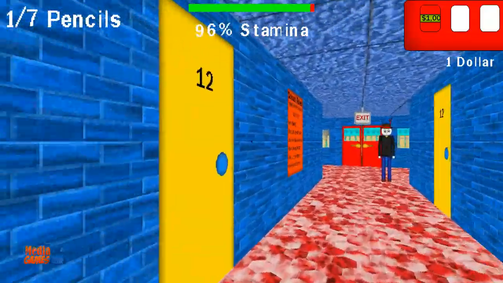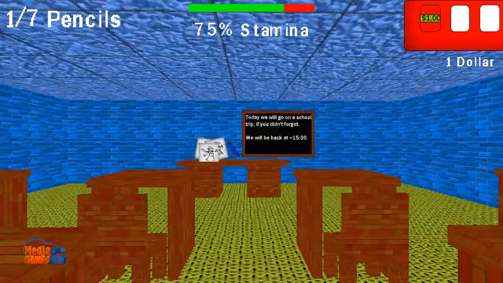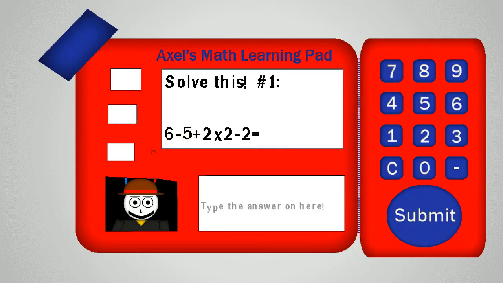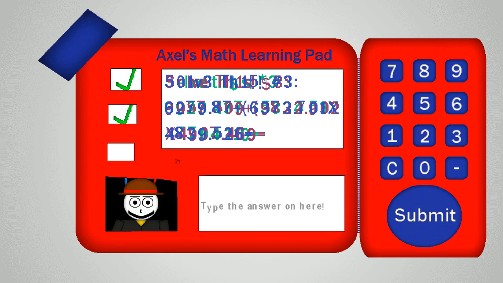You need two pencils to open red doors. Here is problem 1, 6 minus 5 plus 2 times 2, good answer, keep it up. Here is problem 2, 5 minus 1 plus 4 times 8 minus 7, awesome.